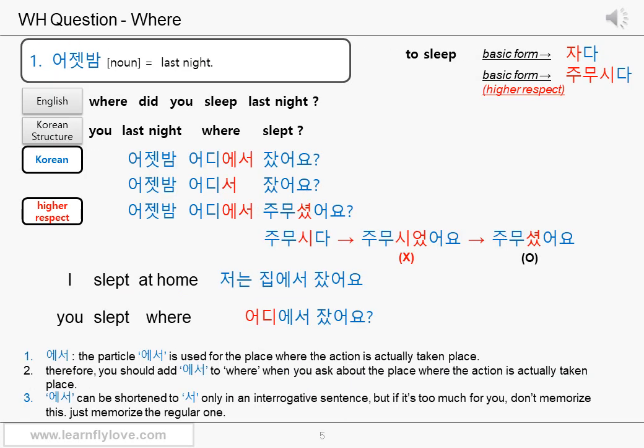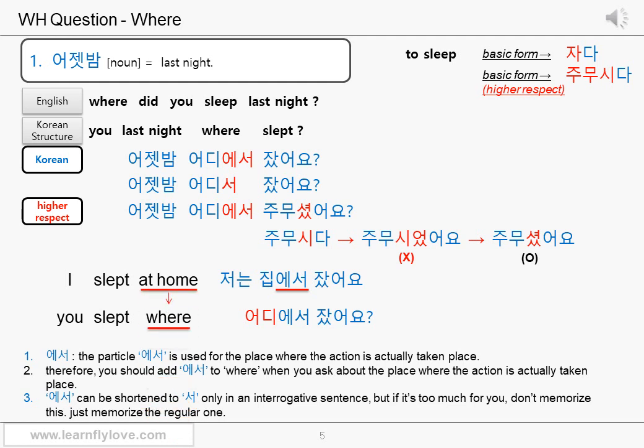Okay, let's make another question in the past tense. Where did you sleep last night? How would you answer this question? None of your business? Yeah, that's a good answer. But how about "I slept at home?" 저는 집에서 잤어요. Even though it's a lie. What kind of particle did we use for the place where the action actually takes place? Yes, 에서. As you see on this page, we position the interrogative "where" in the position of the place in a declarative sentence.